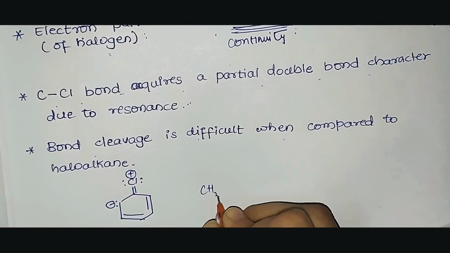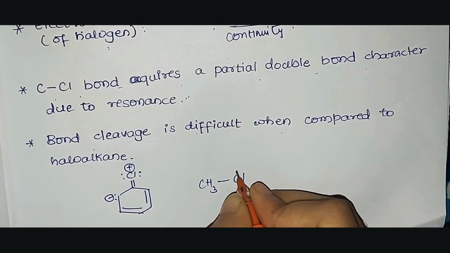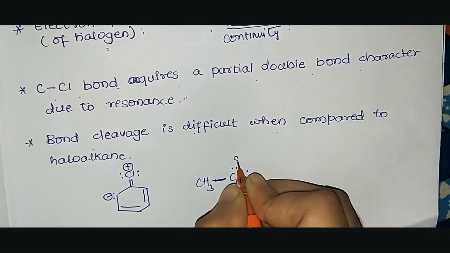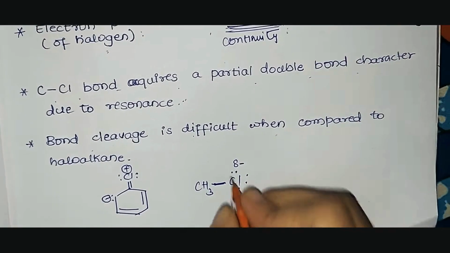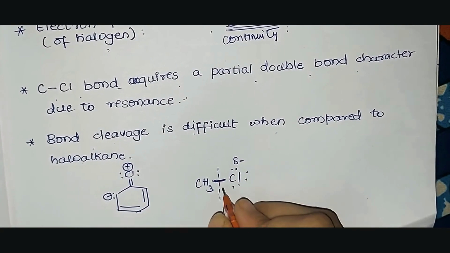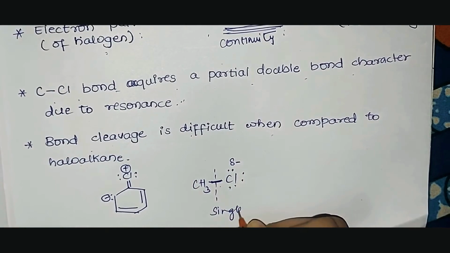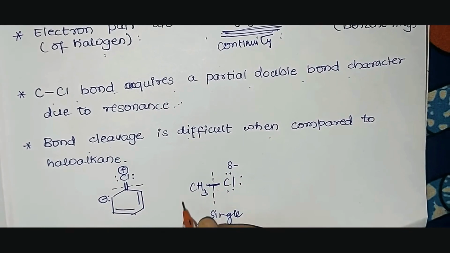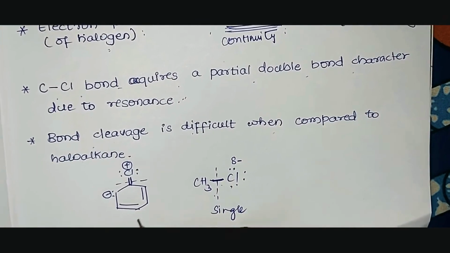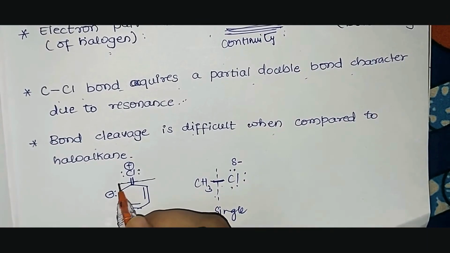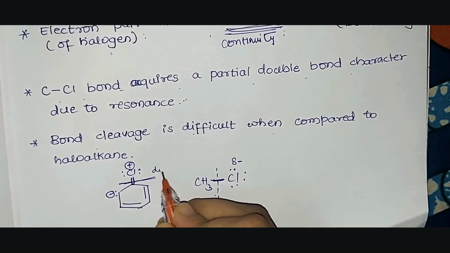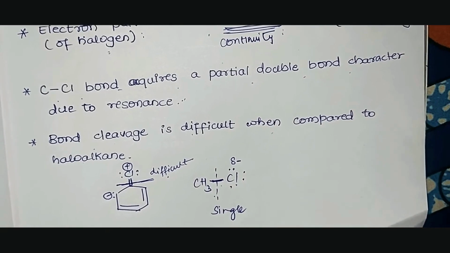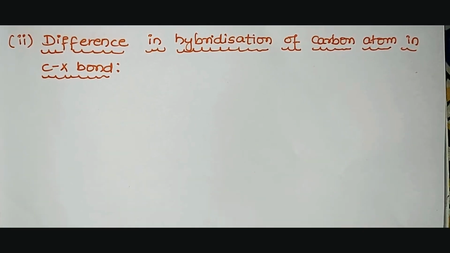And when you consider haloalkane, we cannot write the resonating structures for alkyl halide, hence the bond is singly bonded, and it is easier to undergo cleavage in case of alkyl halide, that is, breaking of a bond that is singly bonded, whereas since here it is acquiring a partial double bond character, it is difficult. Just consider, if you have one stick you can break it easily. If you have two sticks, it becomes a bit difficult, or more energy is required to break two sticks. So we say cleavage is difficult. So the first reason was resonance.